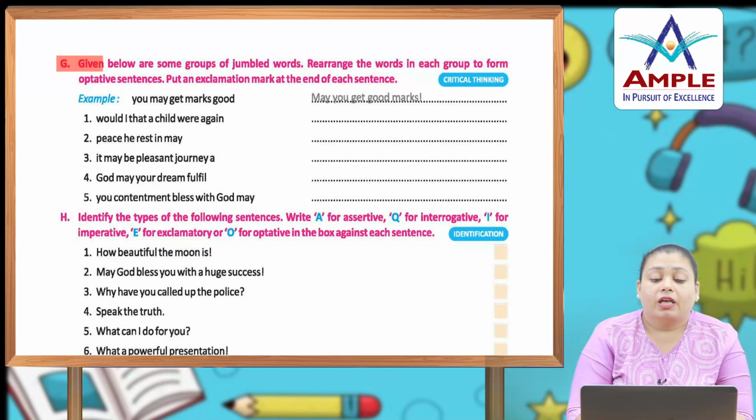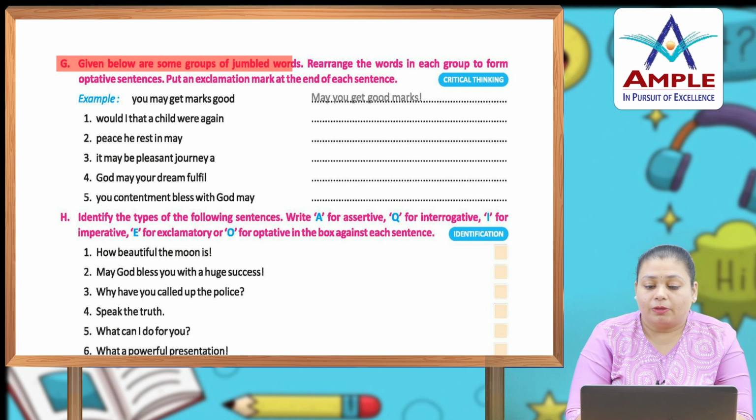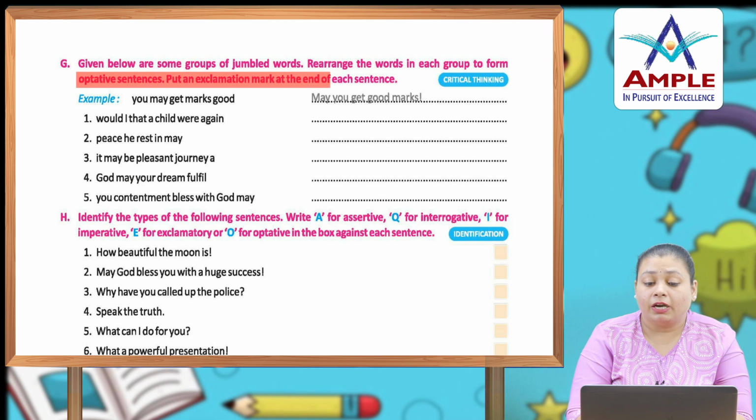Okay. Now G. Given below are some groups of jumbled words. Rearrange the words in each group to form an optative sentence. Put an exclamation mark at the end of each sentence. Okay. Example: you may get marks good. May you get good marks!